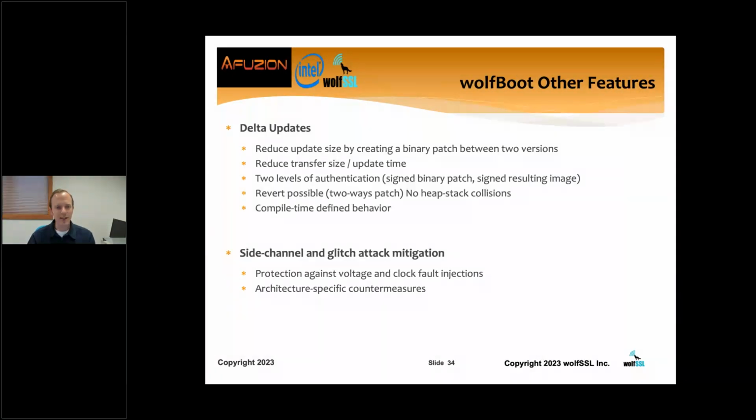Delta updates are a nice feature if you're doing firmware updates and you don't want to transfer the whole image. It's essentially a binary patch between two versions, so it can really help reduce your transfer time and the size of what's being transferred. We also have some side channel and glitch attack mitigations. These can protect against things like voltage and clock fault injections, but they do tend to be fairly architecture specific.